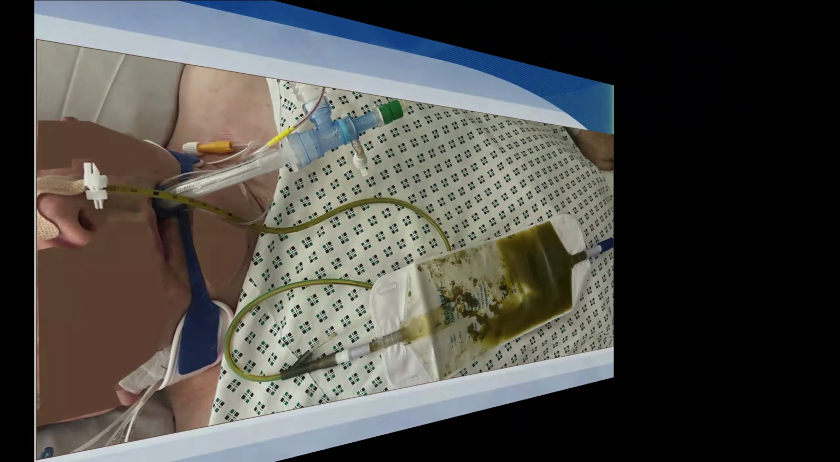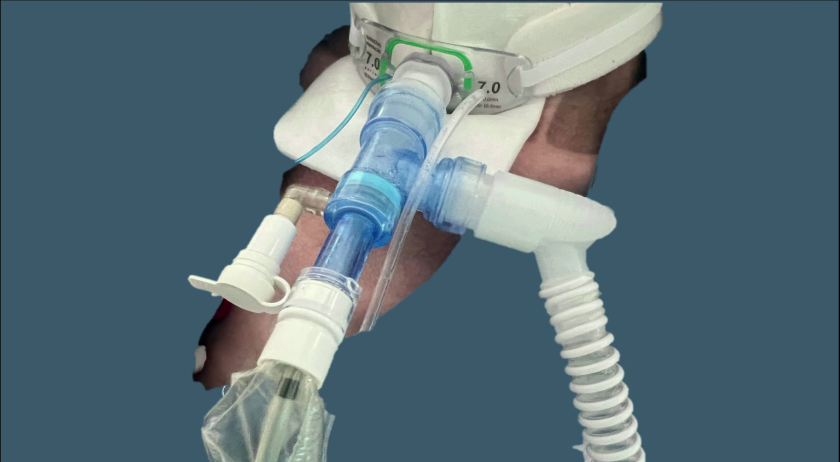Now let's move on to the neck. The most obvious thing that you will encounter in the neck is a tracheostomy. Check the size of the tube. In this case, the internal diameter is 7 millimeters. Note that the tube is not always connected to a ventilator. In this case, the patient is receiving humidified high flow.